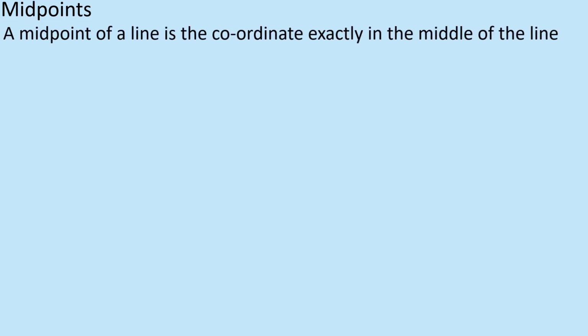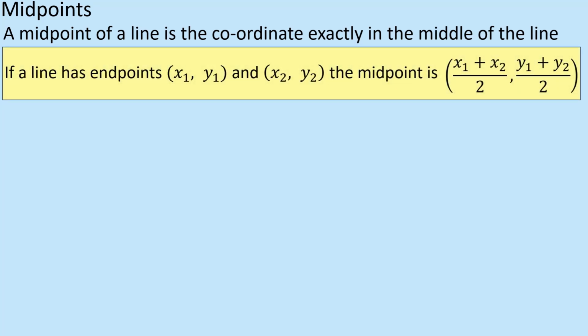So the midpoint of a line is a coordinate exactly in the middle of the line. Kind of common sense, isn't it really? So if a line has endpoints x1, y1 and x2, y2, so they're just two coordinates, then the midpoint is the average of the x coordinates and the average of the y coordinates, which is what that is over here. So x1 plus x2 over 2 and y1 plus y2 over 2 is technically an average. You add the two and divide by the number there are, 2. So they are the average of the two.